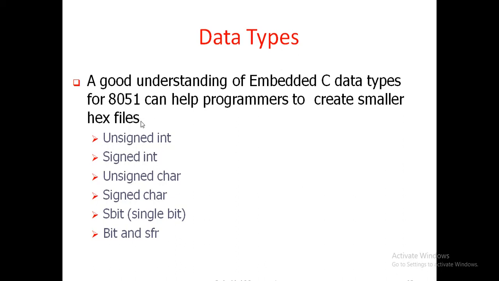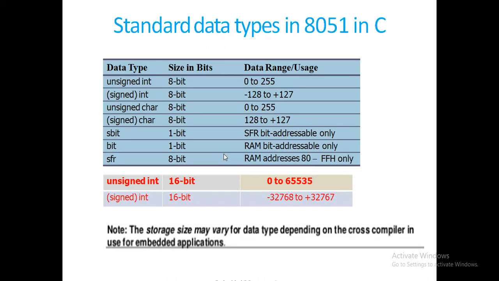The first 4 data types are common for all microcontrollers. The remaining 3 are specific to the 8051 and this series. The standard data types in 8051 in C. Let's look at them here. Unsigned int, size in bits is 8 bit. The data range is 0 to 255.